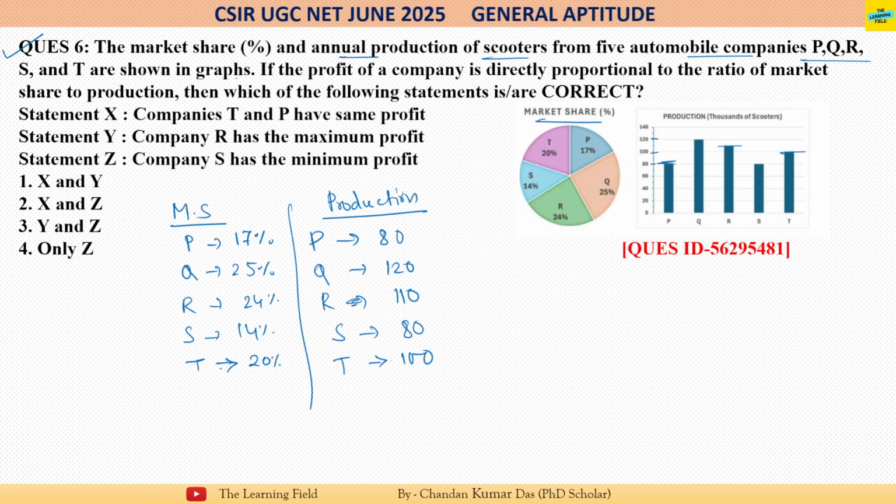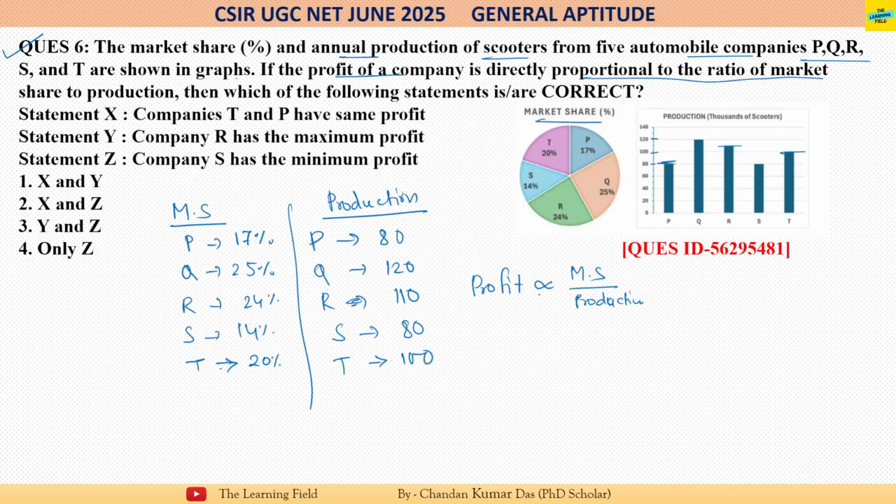Now it says that the profit of the company is directly proportional to the ratio of market share and production. So that means profit is proportional to the ratio of the market share and production.